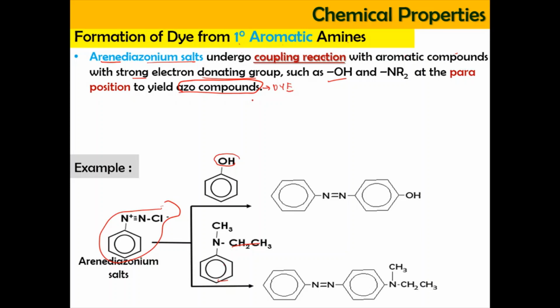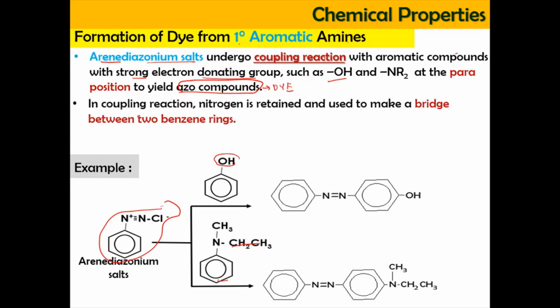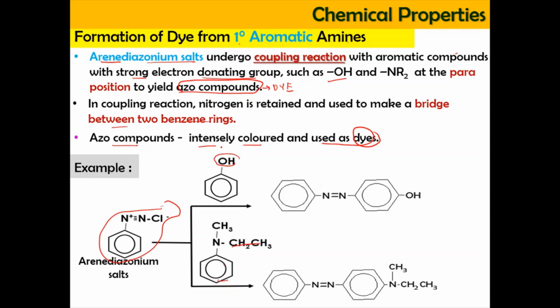Okay, so what's going to happen is that in the coupling reaction, the nitrogen is being retained in order to make a bridge between the two benzene rings. And the azo compound that we are talking about is intensely colored and used as dye. Okay, sebagai warna. Dan dia adalah berwarna sangat terang, intense color.